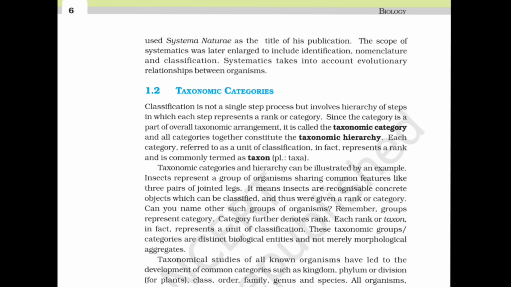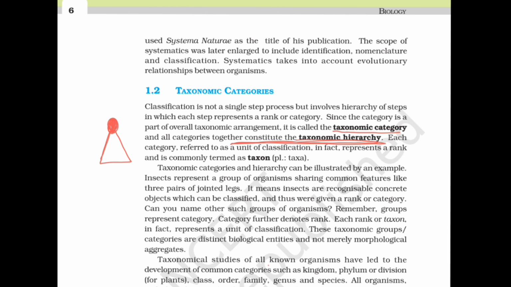Taxonomic categories. Classification is not a single step process but involves hierarchy of steps in which each step represents a rank or a category. I told you, right? Like everything. If rice is a category, then basmati is also a category. Okay, please. This is the most simple example I could ever give you. Since a category is a part of overall taxonomic arrangement, it is called the taxonomic category, and all category constitute taxonomic hierarchy. You know the hierarchy pyramid, there's the pyramid, and at the top Hakuna Matata.